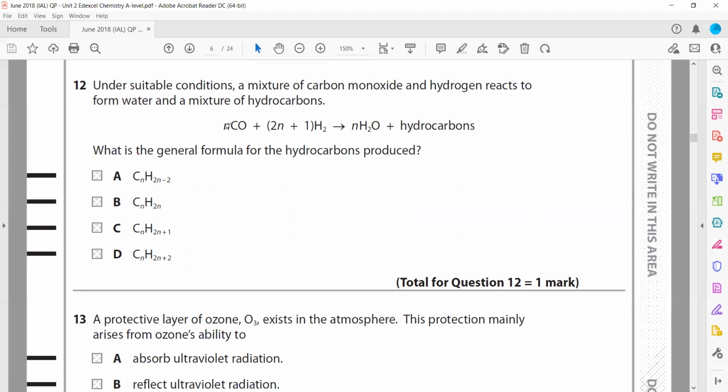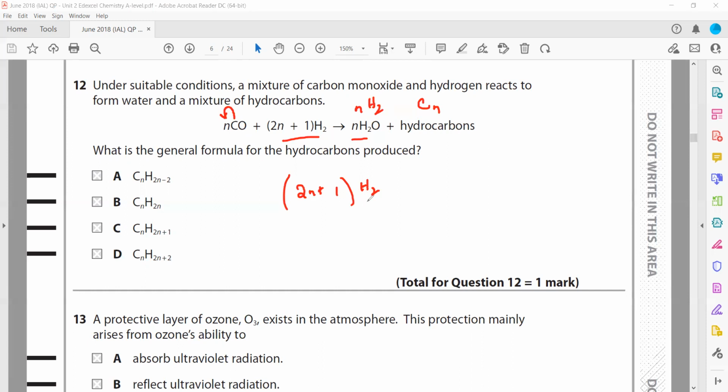If the number of carbon atoms is n, the hydrocarbon should be Cn. Then how many hydrogens are there? The total number of hydrogen is 2n plus 1 hydrogen into 2. These are the total number of hydrogens on the left hand side. On the right hand side, we have n H2 hydrogens.